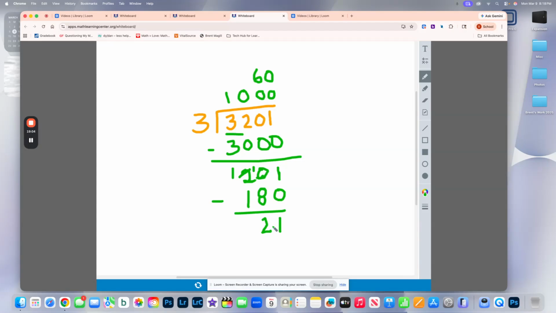Now, 3 divides 21 how many times? 3 divides 21 7 times, because 3 times 7 is 21. We just said that. Oh my gosh, this is working out perfectly. So 21 minus 21, and we're left with 0. Okay, so no more to divide, and we have an answer. So what's the answer? Yeah, 1,000. Don't forget the 0 in between the 1,000 and the 67. Okay, 1,067. All right, that's excellent.